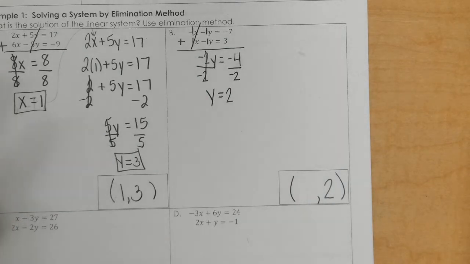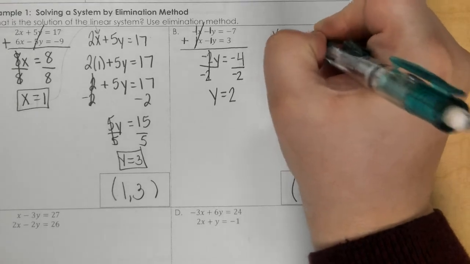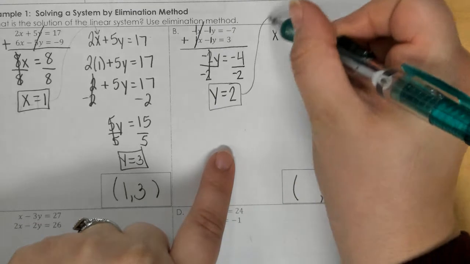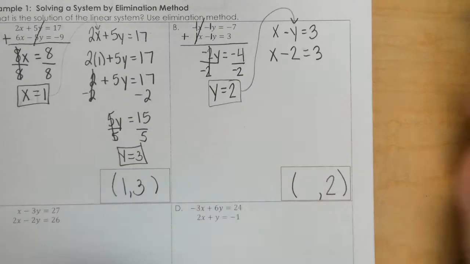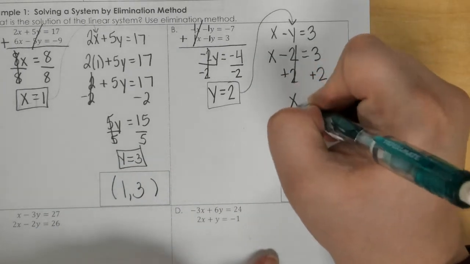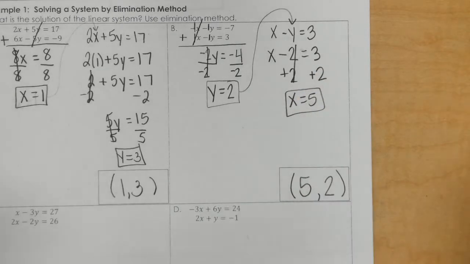Now, second step. I look at the two equations I was given, and I'm looking for smaller numbers. So the second equation I think is probably my best bet. x minus y equals 3. And I'm going to plug this 2 in for y. So I have x minus 2 equals 3. To get x by itself, I simply add 2. So x is 5. And now I have my ordered pair, 5, 2.